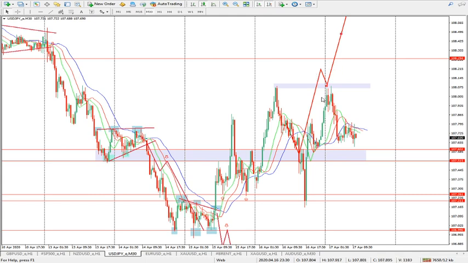As it is now, we are waiting for a pullback again. We want price to clearly come back up to this point here and then bounce off from that level. This is what we expect to be happening entirely.